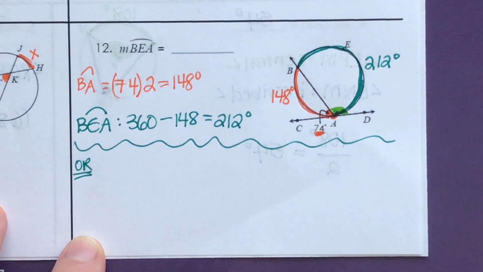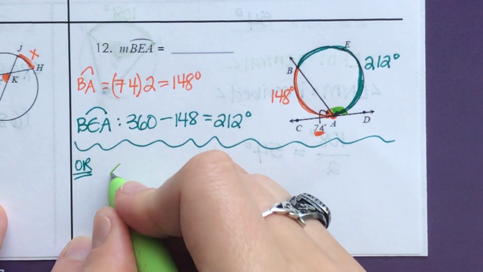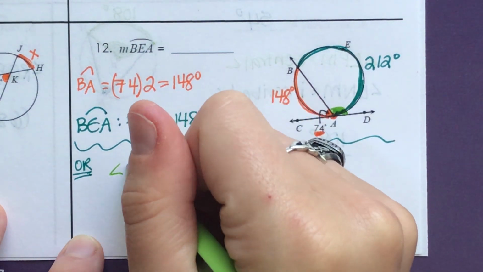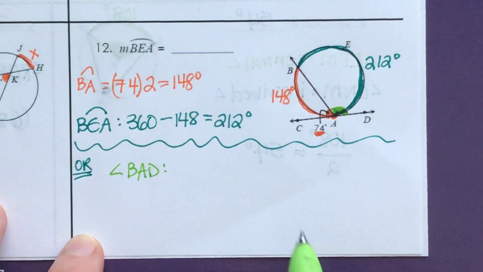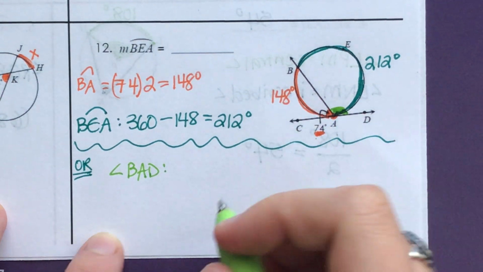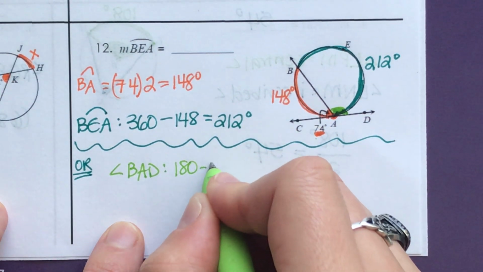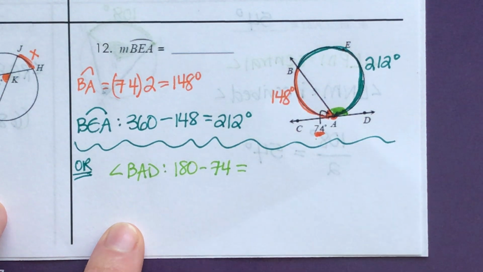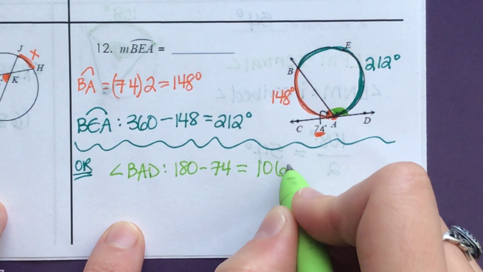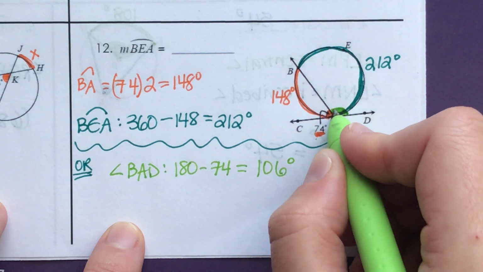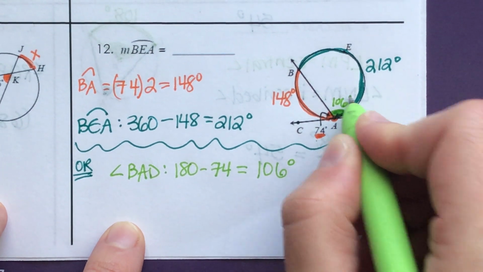It's a straight line. So you can actually figure out angle BAD by taking 180 and subtracting the 74. If you do that, you get 106 degrees. So this piece in green is 106 degrees.